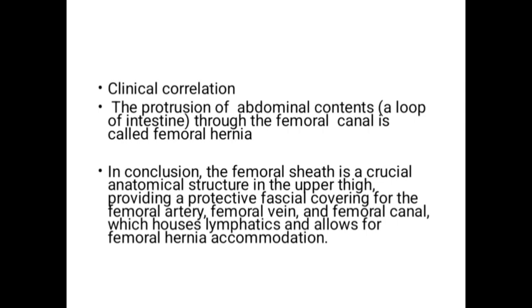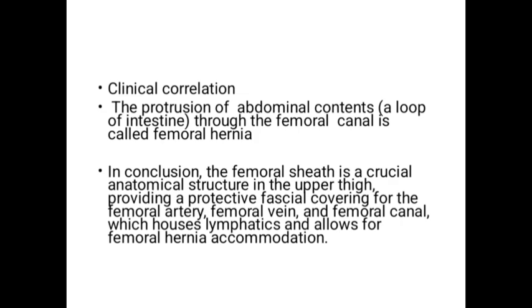If you write about an organ or anything, and you know one or two importances of that thing, you can just use that as a summary. The way I used to say it: in conclusion, the femoral sheath is a crucial anatomical structure in the upper thigh. This is the location. Providing a protective fascia, this is the function. It protects the femoral artery and femoral vein, and it houses the lymphatics. Then you finish by saying it allows femoral hernia accommodation. This is one of the clinical correlations. But with just the location and the function, you can give a good summary that will fetch you 3 points in your exam.